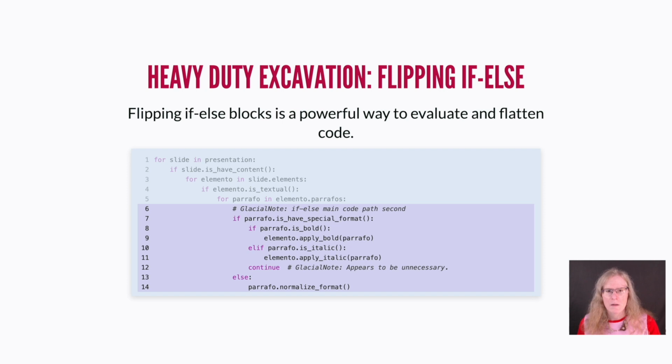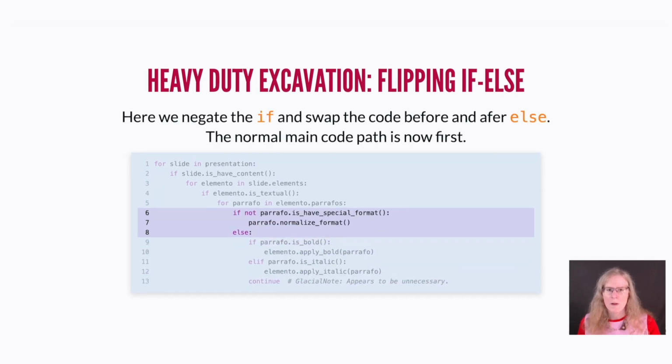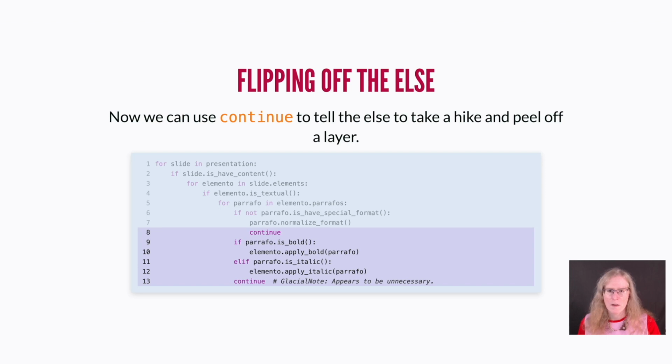Next up, we have our heavy-duty excavation tool, flipping of if-elses. This is a very powerful way to evaluate and understand and flatten code. This kind of if-else that we have in front of us is where the main code path is second and the exception handling is first. So if we negate the if and move the code from after the else to before it, we now have the main code path first. This is a cleaner structure, and it lets us flip off the else. Here we can tell the else to take a hike and use a continue statement to avoid having to deal with the secondary use cases.